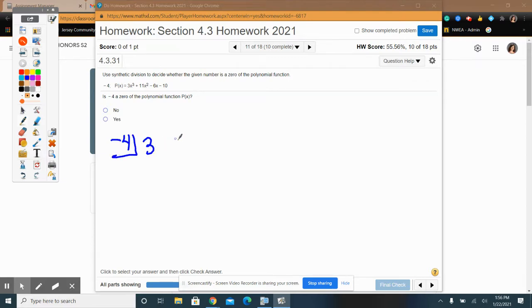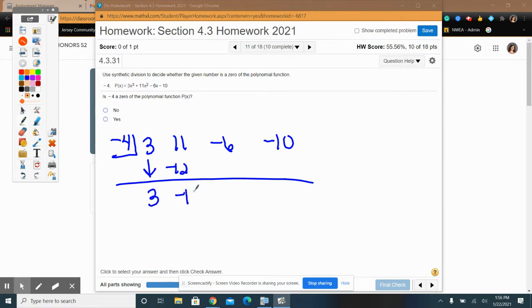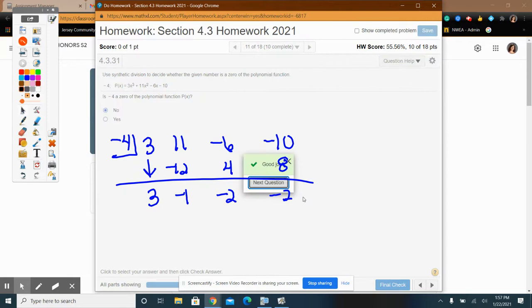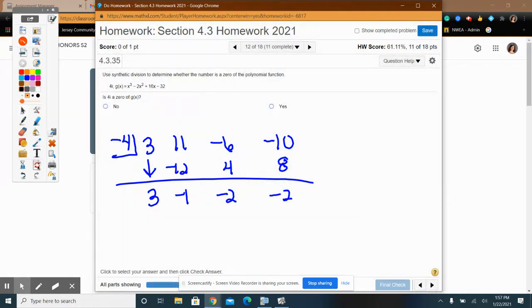I have 3, 11, -6, and -10. 3, 2, 1, and the number. Skip a line, drop a line, have a party. You multiply, you add, you multiply, you add, you multiply, and I already know the answer. There's a remainder, so it is not a zero. You will need to show work on those on your test.